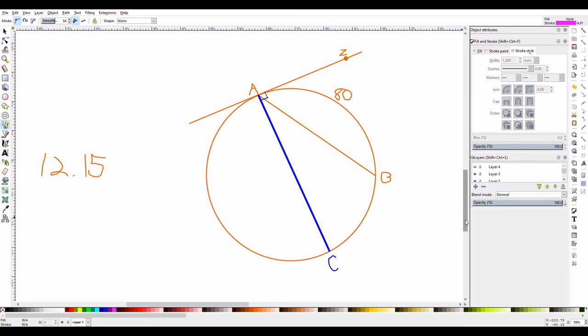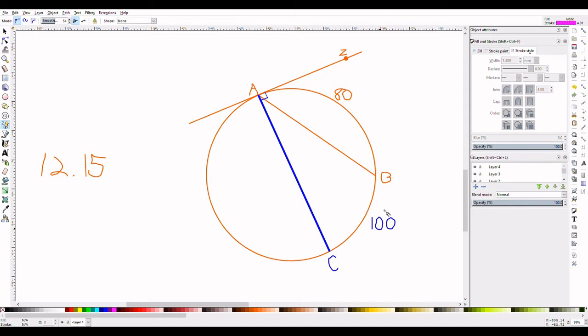This also gives us the arc of a semicircle. And what's the arc of a semicircle in degrees? Good, it's 180 degrees. And so we know that A to C is 180 degrees. Therefore, we can find B to C. 180 minus 80, 100 degrees.